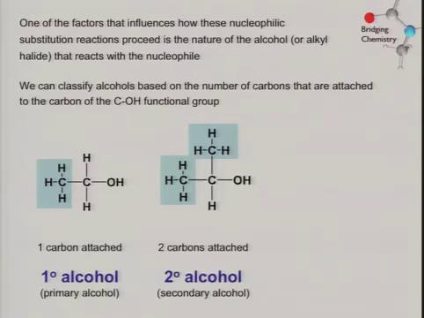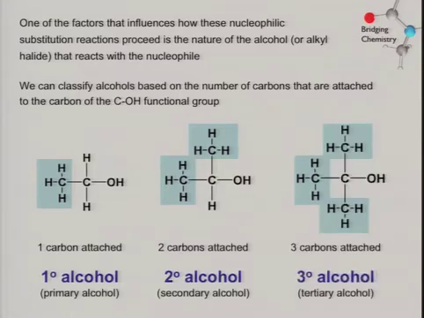So the carbon, strictly the definition is actually based on the number of hydrogens, but that doesn't make any sense to me. Just go with the number of carbons. If it's got 2 carbons attached to that carbon with the OH on it, then it's secondary. And obviously, if you have 3 carbons attached to the carbon with the OH leaving group on it, then that's called a tertiary alcohol.